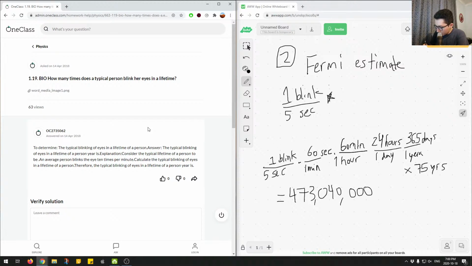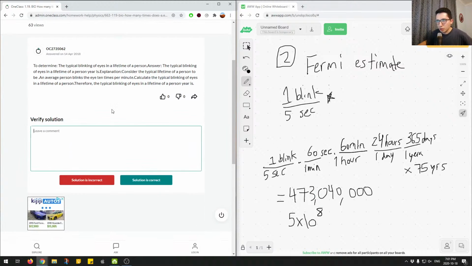So you could also say that there's about, let's say, 5 times 10 to the 8, because we have here 1, 2, 3, 4, 5, 6, 7, 8. So we could say 5 times 10 to the 8 blinks, or we can just say about 10 to the 8 blinks. So this is roughly how many blinks. So you've gotten some kind of estimate of how many times someone would blink in their lifetime. And that's how you go about solving this question.